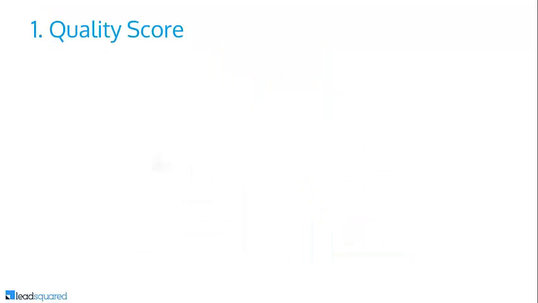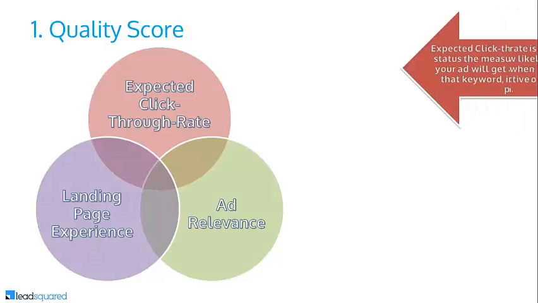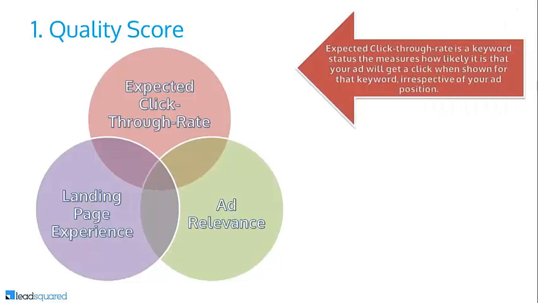Okay, so what is quality score? Quality score is actually made up of 3 elements. That is the expected click-through rate, the landing page experience, and the ad relevance. Quality score is for keywords. It's the keyword quality score. So what is expected click-through rate? It's a keyword status that measures how likely it is that your ads will get a click when shown for that particular keyword, irrespective of your ad position.